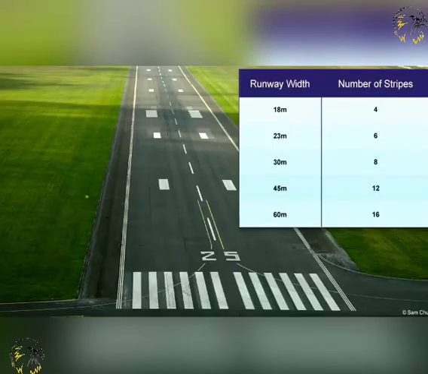The number of threshold stripes that will be painted onto a runway is dependent upon the width of the runway itself, and is shown here.